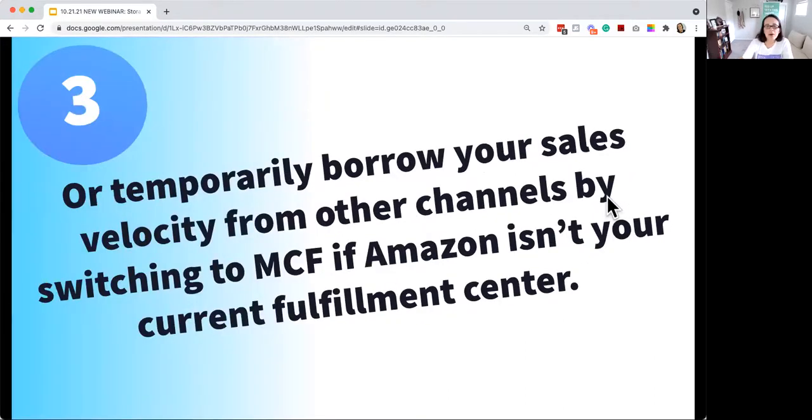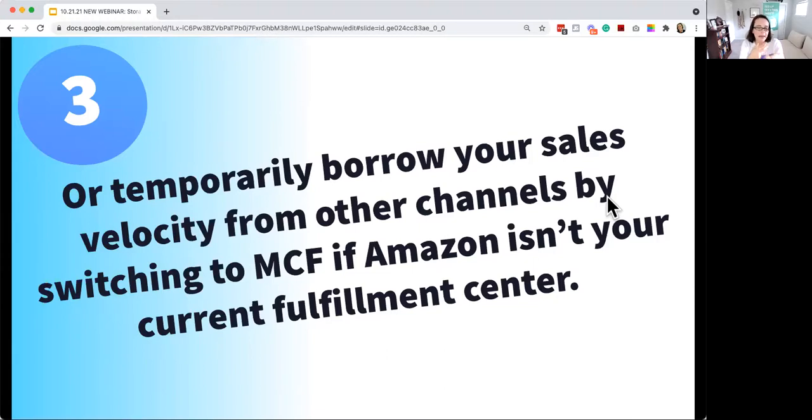Then we have temporarily borrowing your sales velocity from other channels by switching to multi-channel fulfillment. So if you've got Shopify sales that come in through Amazon and are fulfilled by Amazon, those are also going to count towards your restock limits. So those are the 3 triggers to pull.